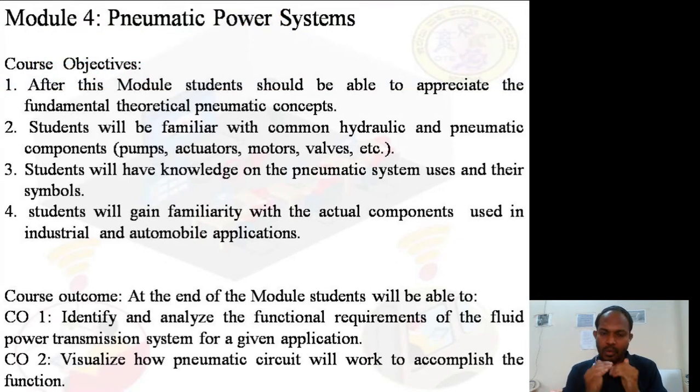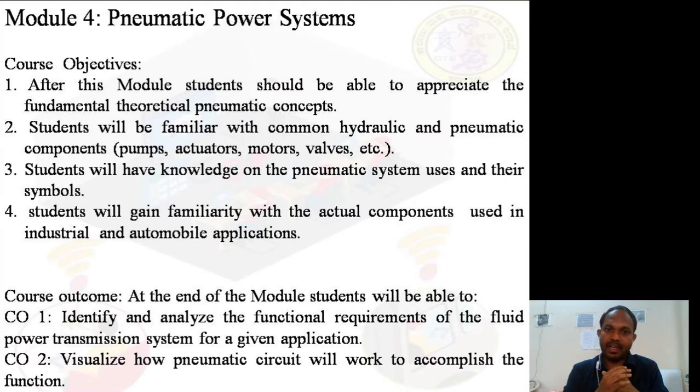Now if we go through the course objectives, after going through this fourth module, students will be able to appreciate the fundamental theoretical concepts of the pneumatic systems. Basically, my dear friends, we have seen many pneumatic and hydraulic systems or even electrical systems, but we fail to identify and appreciate the beauty of these systems. Now, after this module, you will be able to appreciate the beauty of the pneumatic concepts.